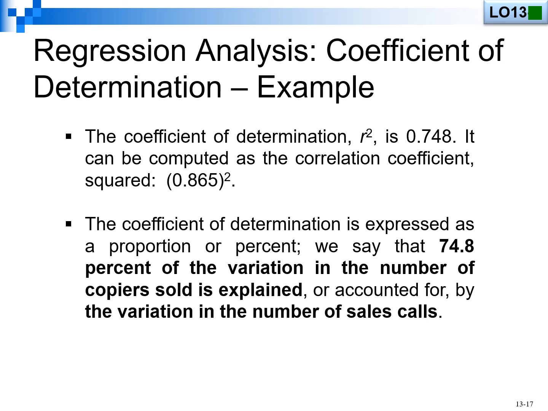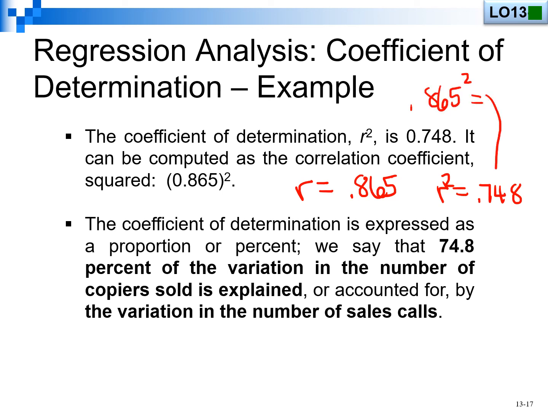So in the previous example, we had a correlation coefficient equal to 0.865. If we did an R squared in that case, you'd get 0.748. Again, 0.865 squared would give you that, which basically means that approximately 75% of the variation in y, which is copiers sold, can be explained by the number of sales calls.